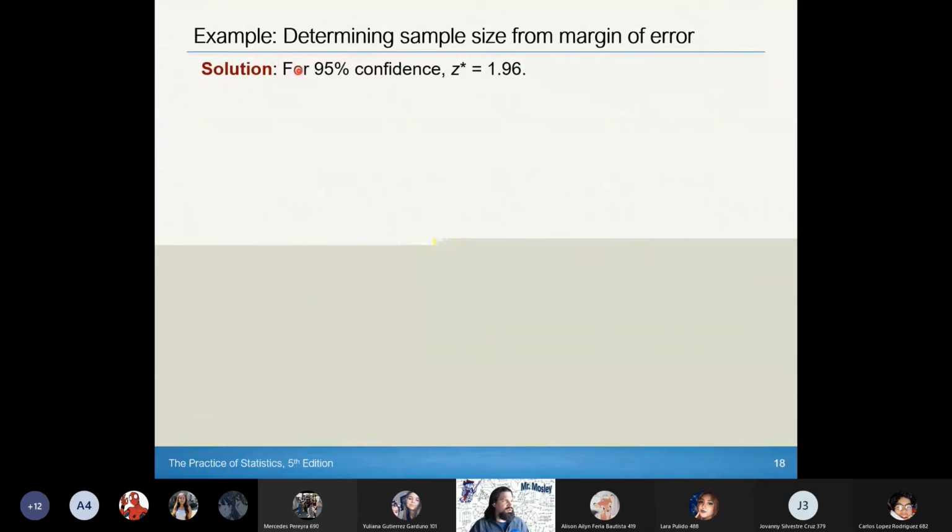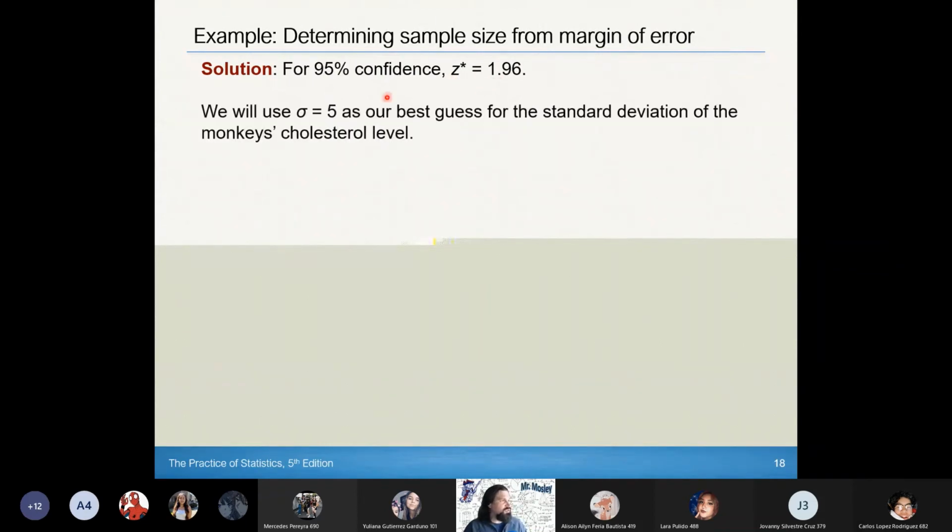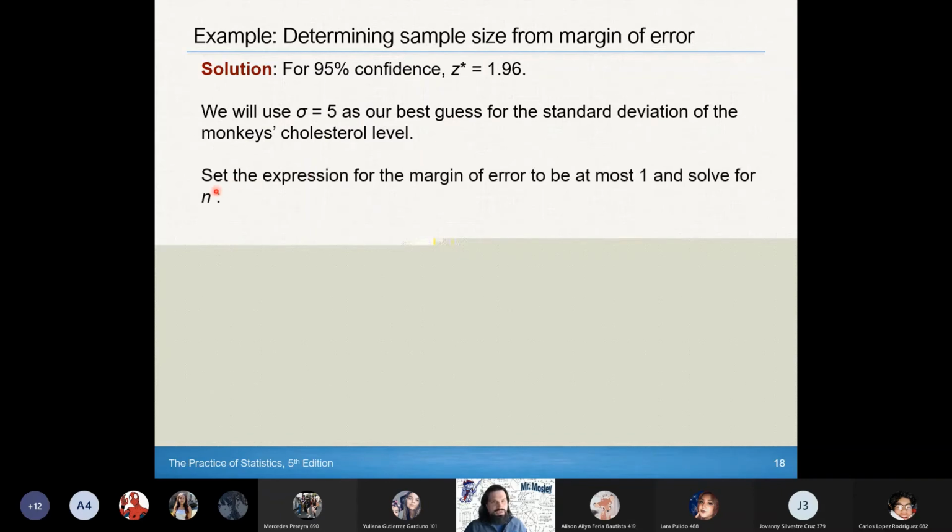All right, so our solution: for a 95% confidence, Z star equals 1.96. We've seen this result several times. We'll use sigma equal 5 as our best guess for the standard deviation of the monkeys' cholesterol level. We're going to set the expression for the margin of error to be at most 1 and solve for n.